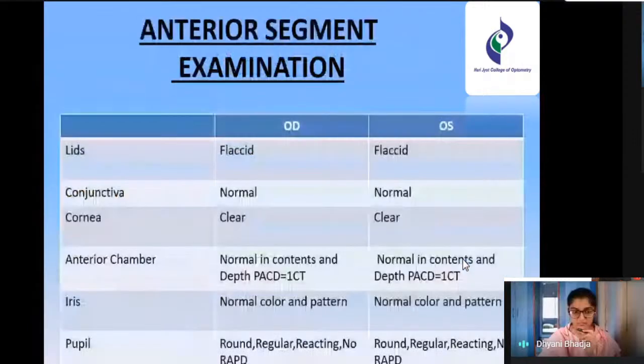As we are fitting contact lens, anterior segment examination is required, right? So this is her anterior segment examination record. Her lids are flaccid in both eyes, conjunctiva is normal, and cornea is clear on both sides. Anterior chamber is normal in content and depth. Iris is normal in color and pattern, and pupil is round, regular, and reacting. So everything is perfect.